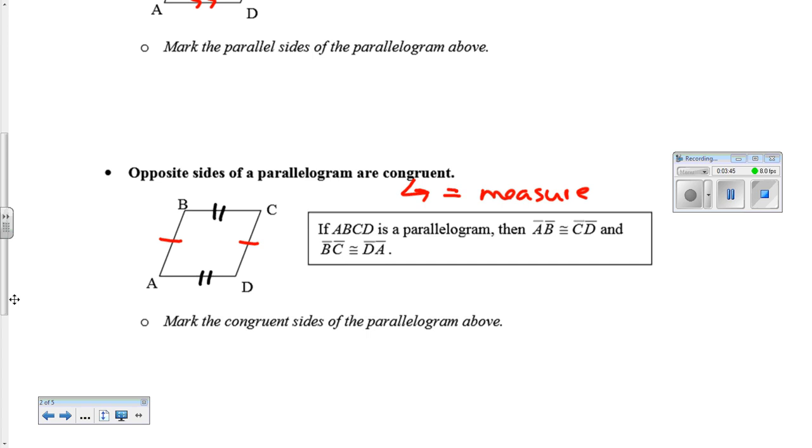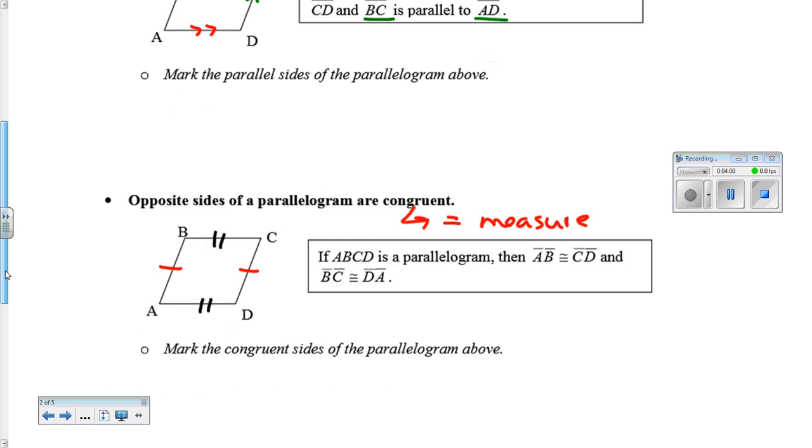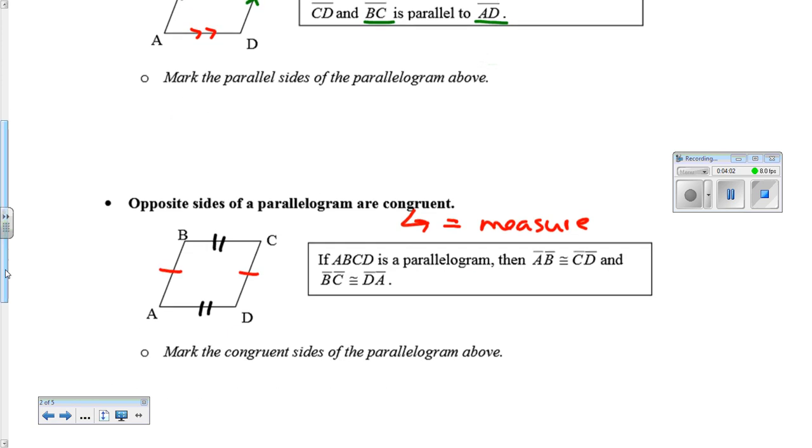Now, there are special parallelograms where all 4 sides are congruent. We'll talk about that later. So for right now, we're going to assume that AB and CD are congruent and BC and AD are congruent. So our first 2 properties: opposite sides are parallel, opposite sides are congruent. So you could say that BC is parallel and congruent to AD. Those are true.